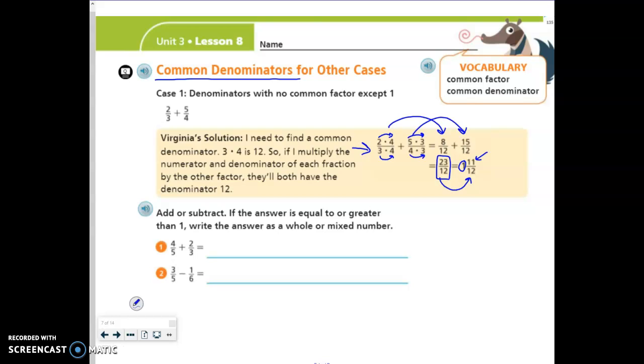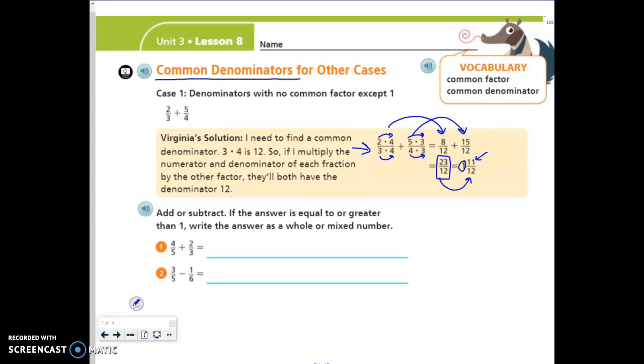So as I look at problem 1, it's an adding problem, 4/5 plus 2/3. I've got to determine what number both 3 and 5 can go into that I can change those into. And as I look at them, just like the case 1 problem, I can't find any common factors that I could multiply those two numbers by that aren't themselves. The first ones that we come across would be multiplying them by each other, so 5 and 3.